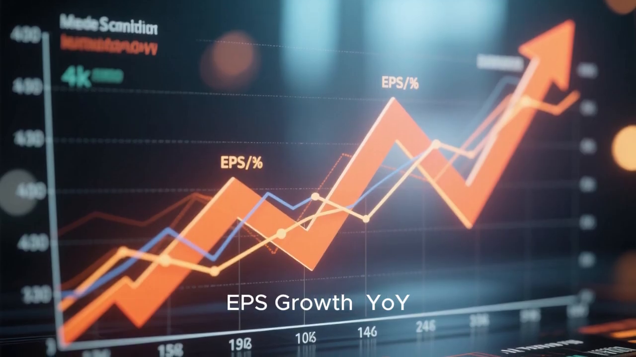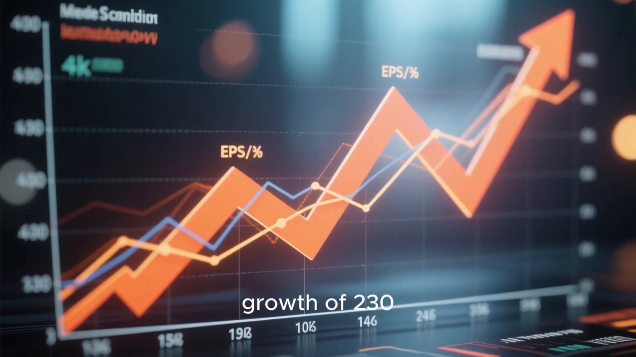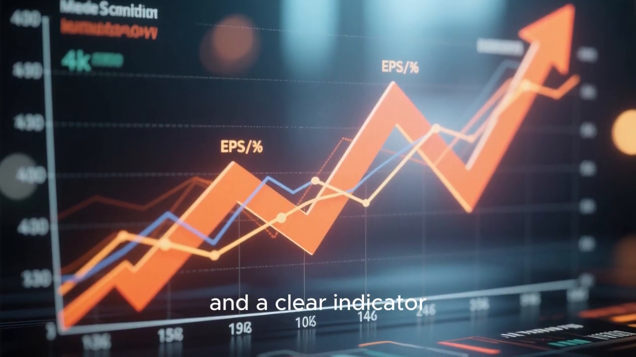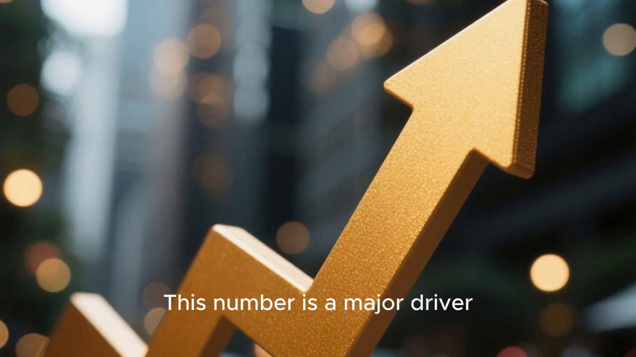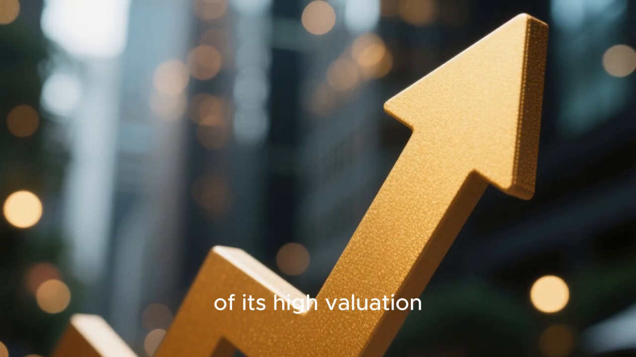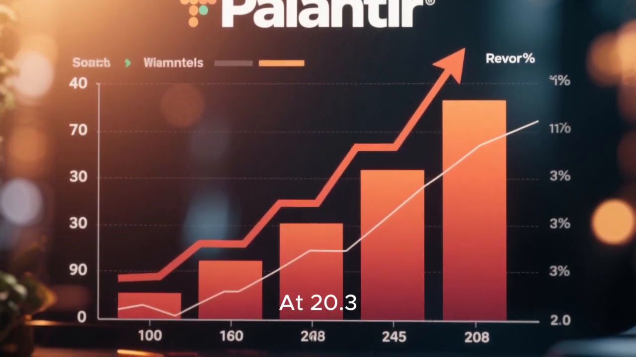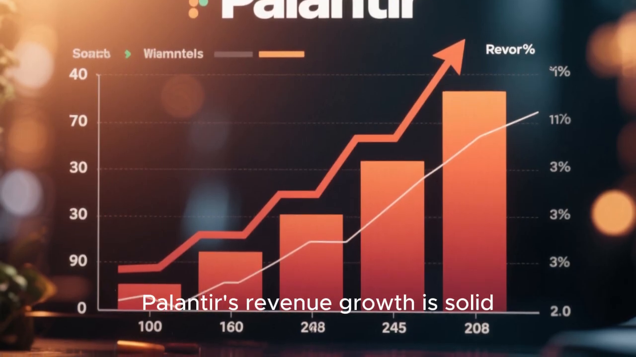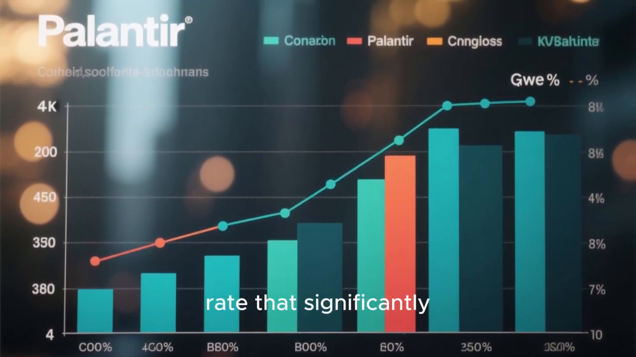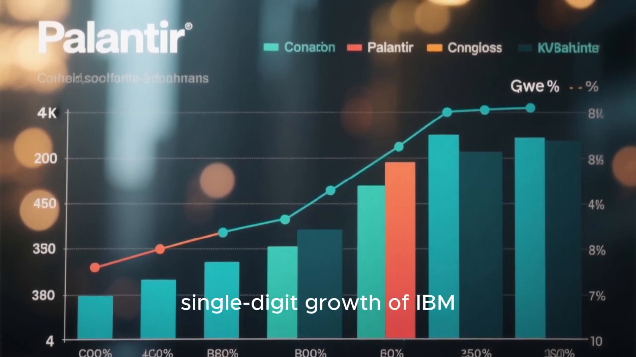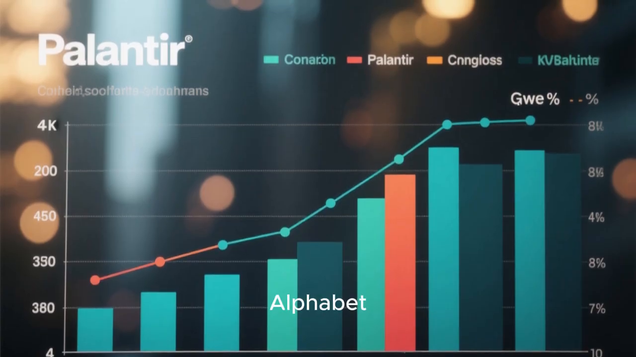EPS growth, YoY. Palantir's EPS growth of 230% is phenomenal, and a clear indicator of its recent transition to profitability and rapid growth. This number is a major driver of its high valuation. Revenue growth, YoY. At 20.3%, Palantir's revenue growth is solid. While not as high as Snowflake, it's a healthy rate that significantly surpasses the low single-digit growth of IBM and the mid-teens growth of Microsoft and Alphabet.